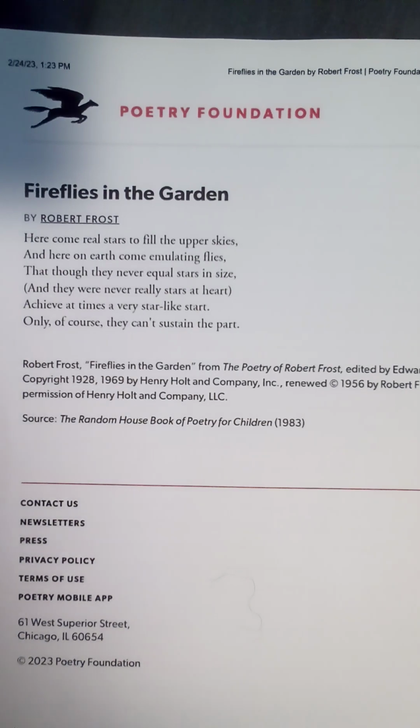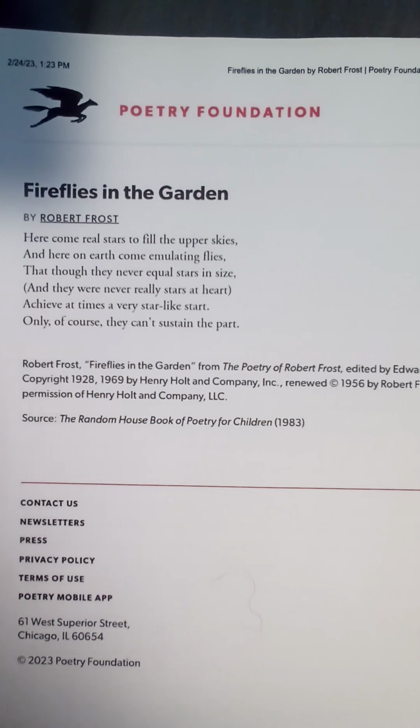So first what I do is I read the poem aloud to myself, and that helps me get the vibe of the poem, helps me identify anything that jumps out to me, any words that confuse me, and then from there I do the analysis. So let's start with that.